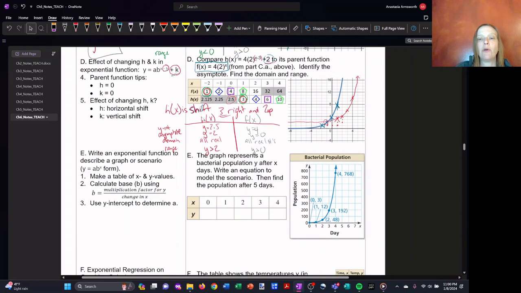So how do we write an exponential function to describe a situation? If I'm given a graph, how do I know what exponential function fits the graph? I know how to take an equation and draw a graph from it. I want to go the other direction now. So if I'm given a graph, the first thing we're going to do is make a data table out of it. When x is 0, y is 3. When x is 1, y is 12. So I'm just using the graph to fill in data points here.